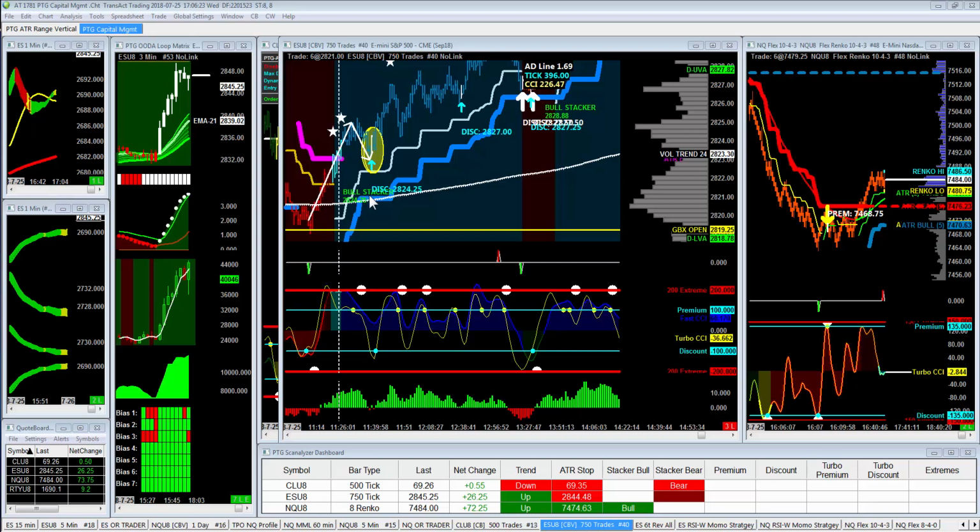And the signal there, you'll also see in the text area in the background, it says bull stacker. So the software generates the signals. It'll display them on the chart. You'll also see it in the Scanalyzer dashboard below, and if programmed and enabled, you'll receive an audible alert. And these are signals that are to be heeded.